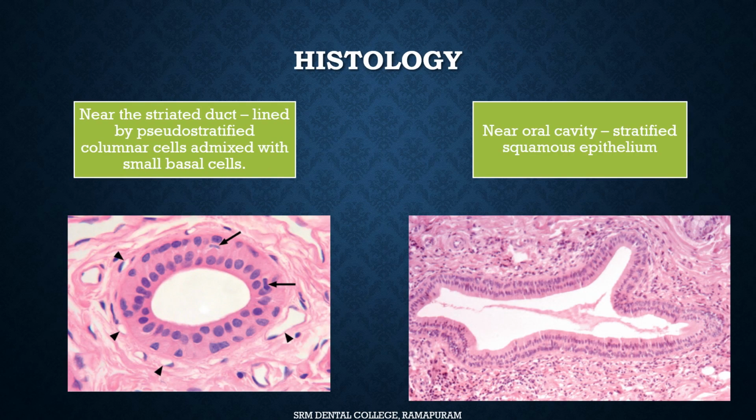gland. So coming to the histology of your excretory duct, near the striated duct, your excretory duct is lined by pseudostratified columnar epithelial cells, while as it nears the oral cavity, the epithelium is changed to stratified squamous epithelium.